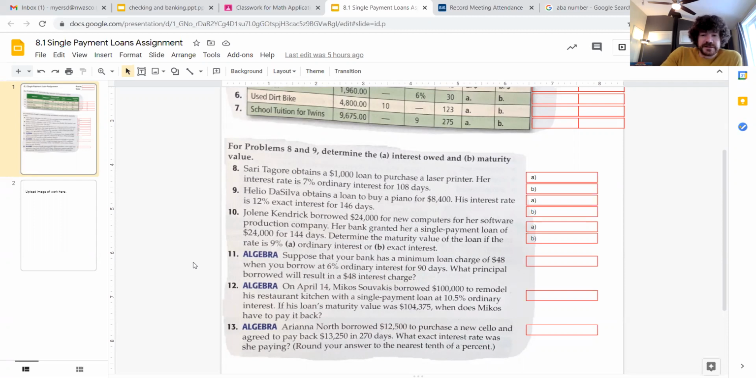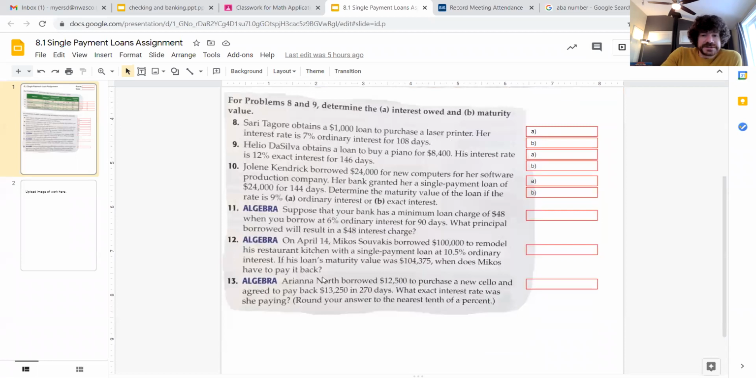And then let's see. I don't see anything here. Well, wait. Yep, number 12. On April 14th, Mikos Souvakis borrowed $100,000 to remodel his restaurant kitchen with a single payment loan at 10.5% ordinary interest. If his loan's maturity value was $104,375, when does Mike have to pay it back?